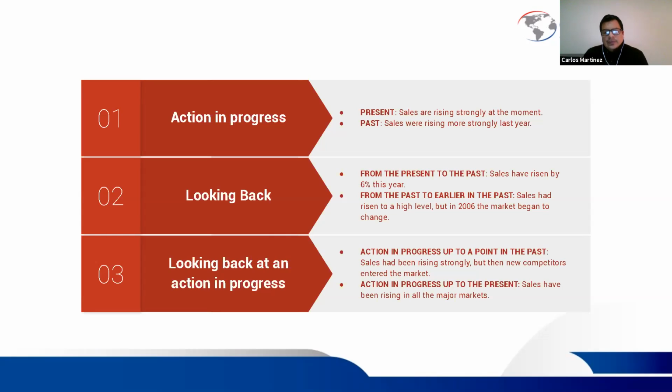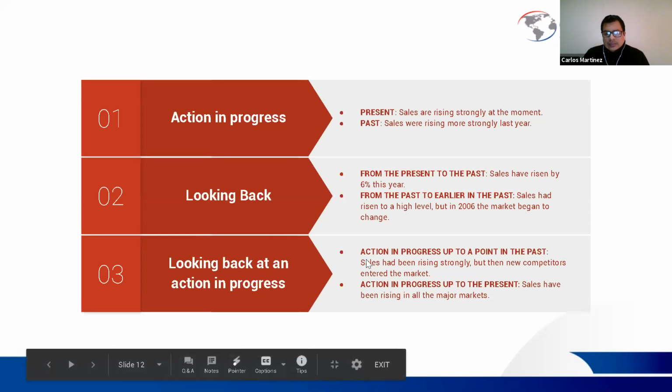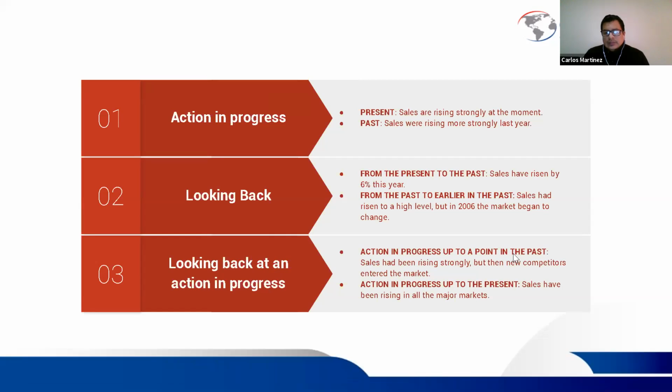When we want to talk about two things in the past, but one before the other, we can say sales had risen to a high level, but in 2006 the market began to change. Okay, so notice that here we're using the present, here we're using the past, but here we're using present perfect, and here we're using past perfect. Had risen. Here have risen, present perfect.